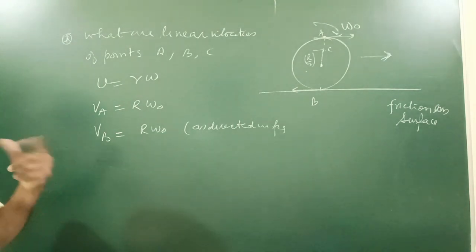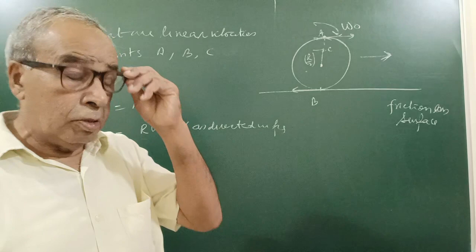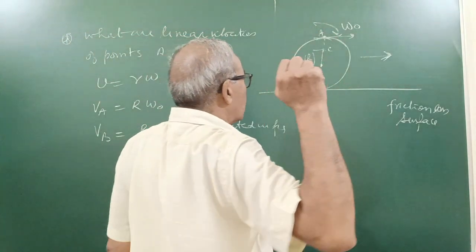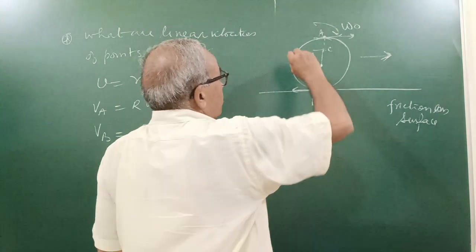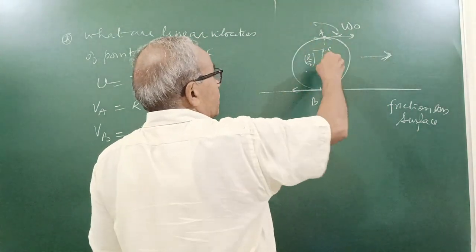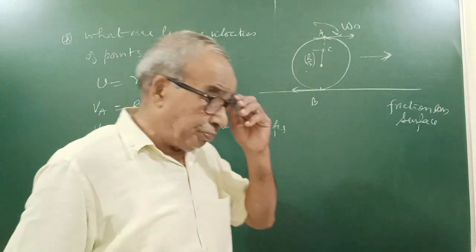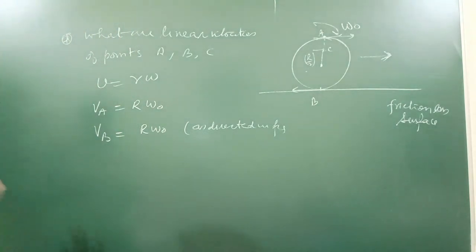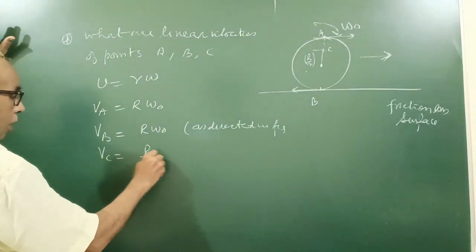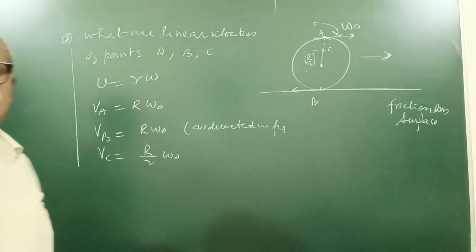Dear student, omega, angular velocity, is also a vector quantity, you know. This is marked: the direction of omega is normal to the plane of the disk and into it. If omega had been anticlockwise, then it would be out. I have told you, this is a very important thing. And VC equals R by 2 into omega. So this is the first answer.